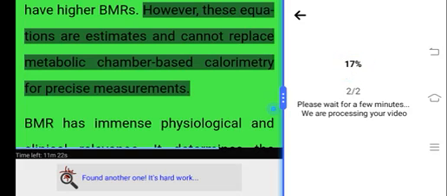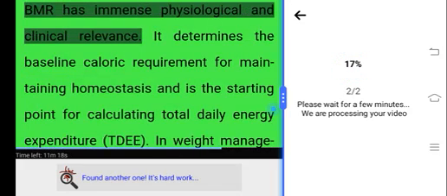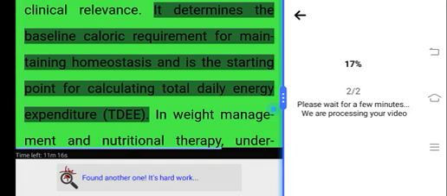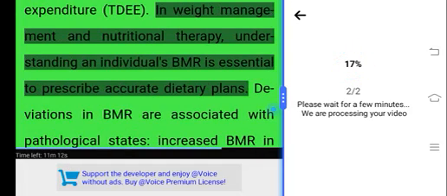However, these equations are estimates and cannot replace metabolic chamber-based calorimetry for precise measurements. BMR has immense physiological and clinical relevance. It determines the baseline caloric requirement for maintaining homeostasis and is the starting point for calculating total daily energy expenditure (TDEE). In weight management and nutritional therapy, understanding an individual's BMR is essential to prescribe accurate dietary plans.